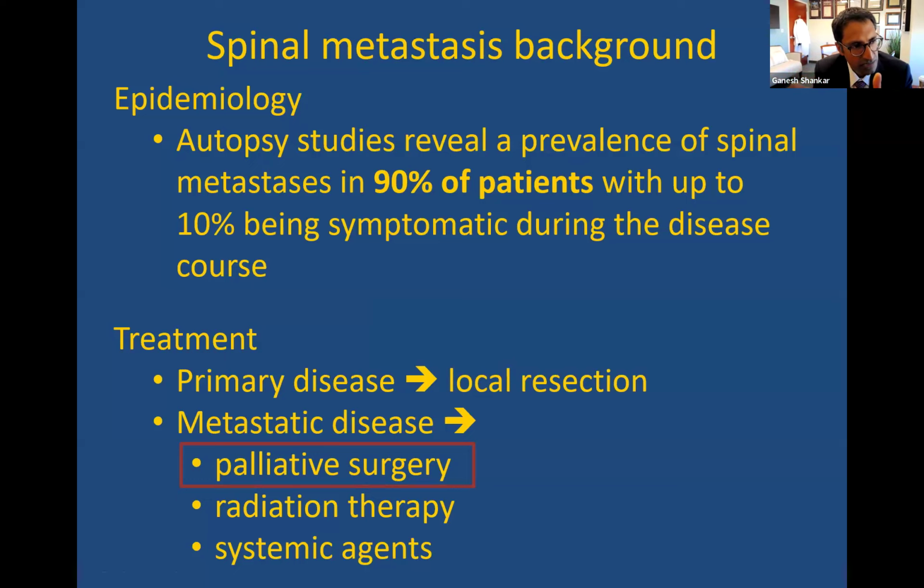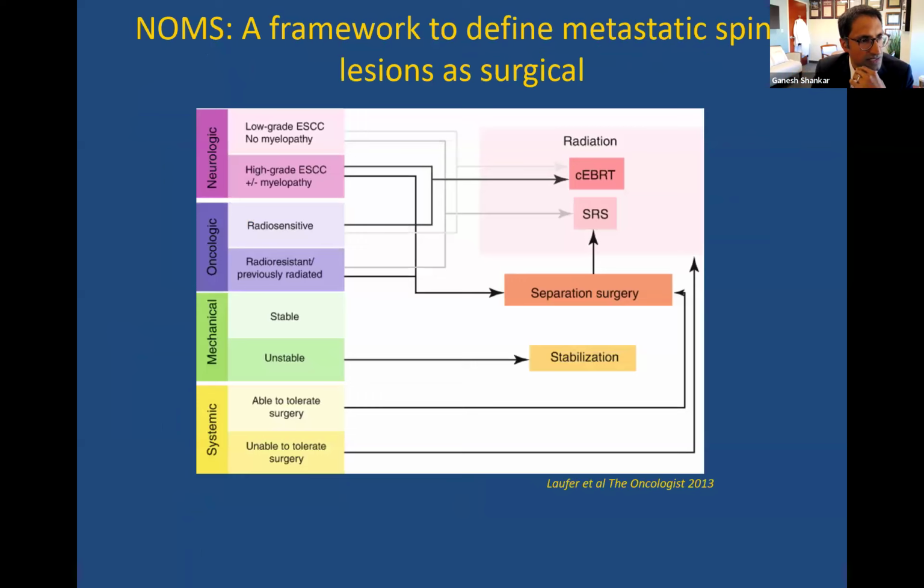And so the management of this type of metastatic disease is, again, multidisciplinary. There's some form of palliative surgery, radiation therapy, as well as consideration for systemic agents. And so I want to focus initially on how we think through a surgical plan for a patient who's presenting with metastatic disease.